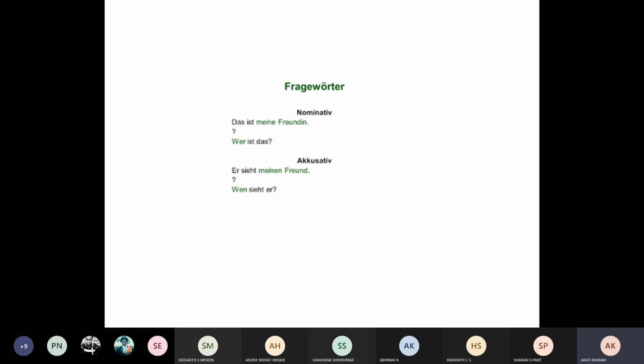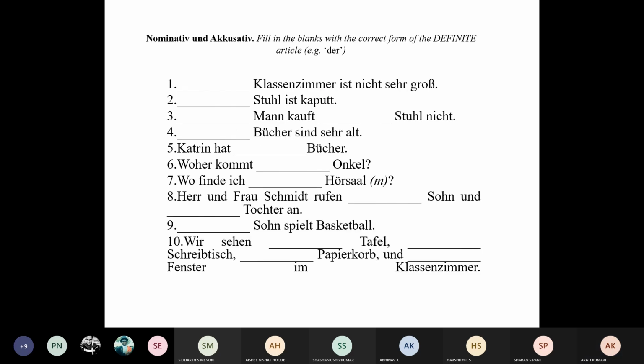Okay? So was leads to, was spielen Sie, what are you playing? Ich spiele Schach. Schach means chess. I'm playing chess. Yeah. So that is the difference between nominative and accusative was. I hope it's clear. Let's move to the next. We'll do one exercise. So as you can see, here we have to do this.